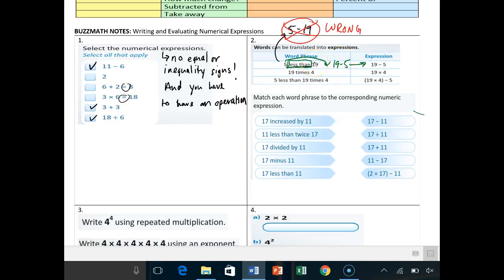19 times 4, that's a pretty easy operation, right? 5 less than 19 times 4. So again, we have this "less than," so you're going to take this 5 and put it all the way on the other side. So you want to do 19 times 4 first, and then you want to subtract 5 from it. Super tricky. The more you do it, though, the more you'll get it.